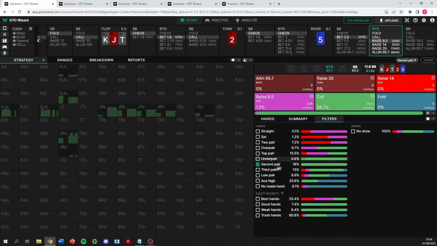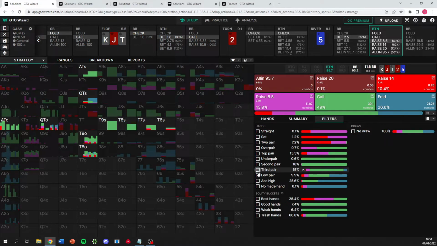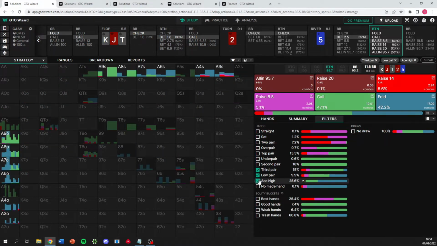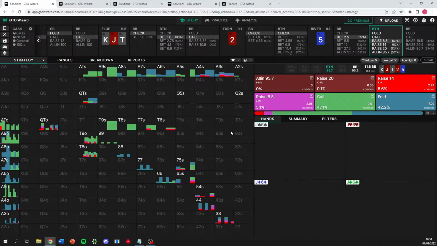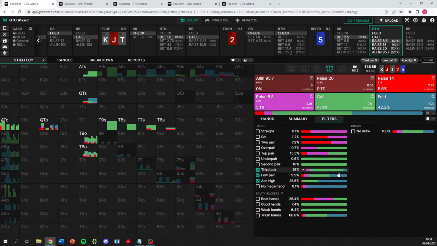Where it gets more interesting are then the third pairs, the low pairs, and the ace highs, because those hands are just beating bluffs, but they're not beating value. So here we can see that there is a mix between fold, call, and raise.